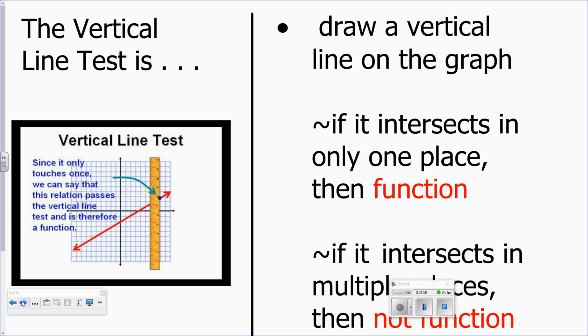With the vertical line test, you draw a vertical line somewhere on your graph, and you want to check multiple points. The goal is to see if the vertical line that you draw intersects in more than one spot on your graph. If it intersects in only one place, then your graph would be considered a function. But if it intersects in 2 or more places, then it would no longer be considered a function.